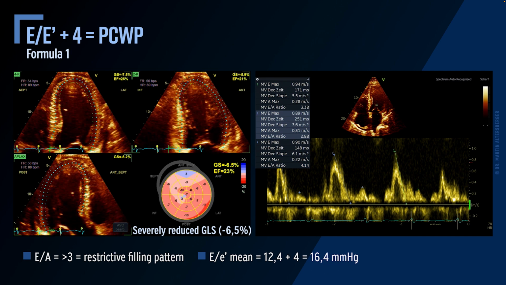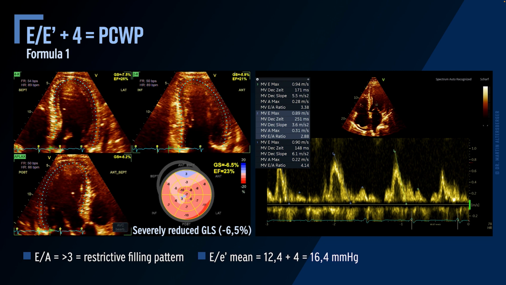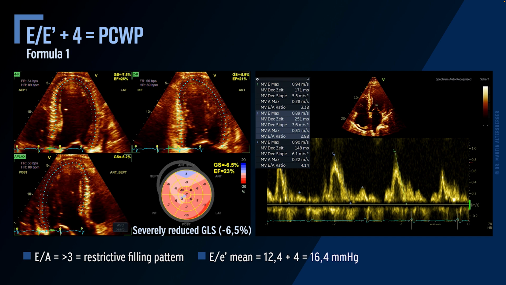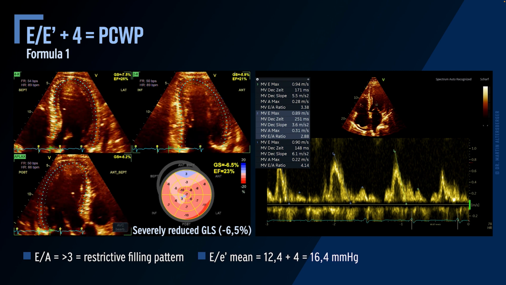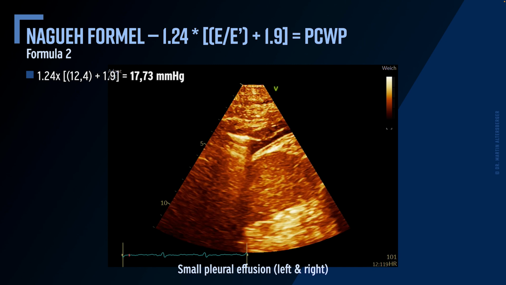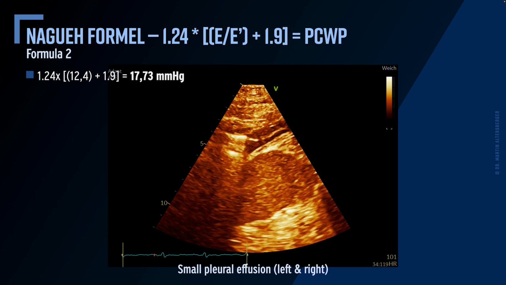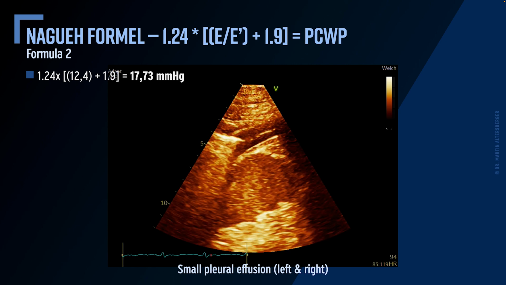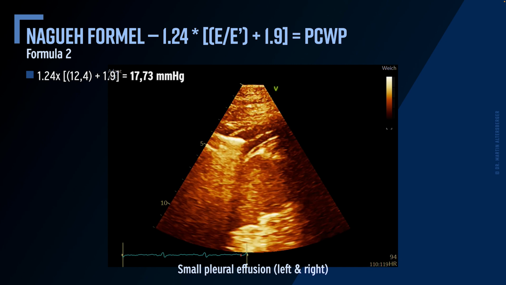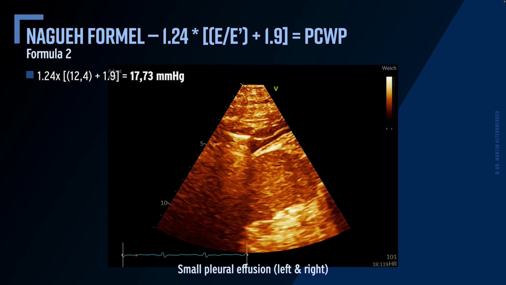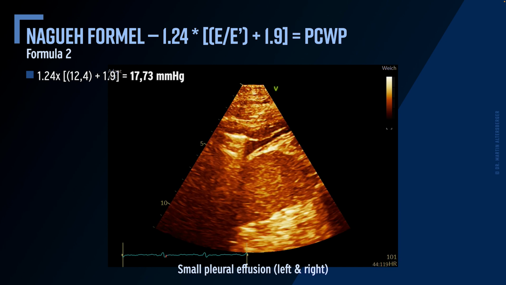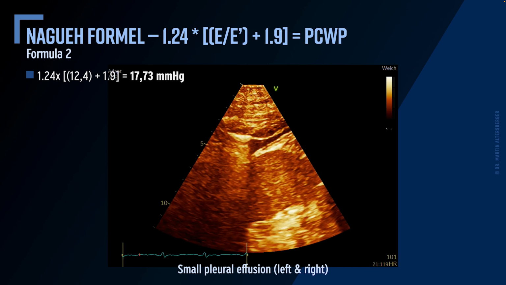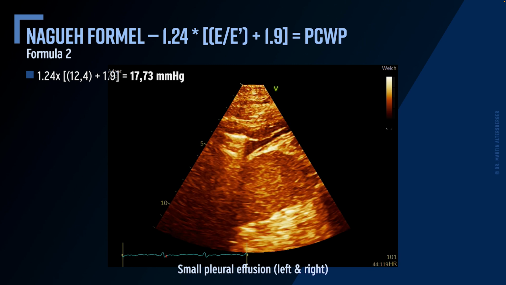So this is showing an elevation, 16.4 millimeters of mercury, is not normal, but overall, I would say we would estimate higher filling pressures. Continuing with the next formula, we said we have the Nagueh formula. 1.24 times the E to E prime plus 1.9 in brackets also equals the pulmonary capillary wedge pressure. And when we calculate this, we get a PCWP of 17.73 millimeters of mercury. So a measurement which is a bit higher.